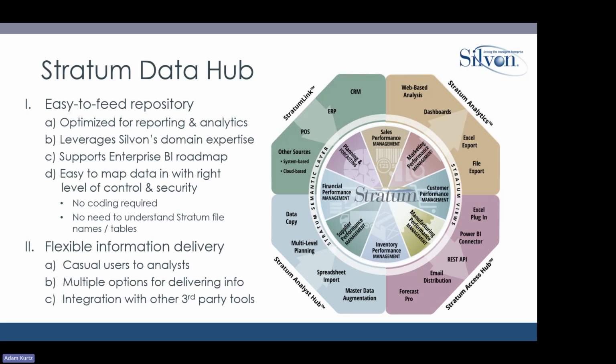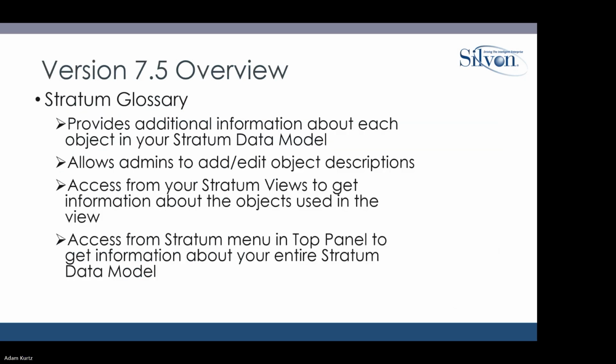So what is this glossary, this Stratum Glossary thing? Well, essentially it provides additional information about each object within your Stratum data model. Users can actually run views and reports within the interface, and they'll be able to click in once they turn on the glossary. It's a simple toggle. They'll be able to click in on different areas and different objects within the view to get more information about what that thing is. So, for instance, what does actual sales mean? What does net sales or gross sales mean? Is that net of returns? Does it include credit memos and returns, or is this gross sales?